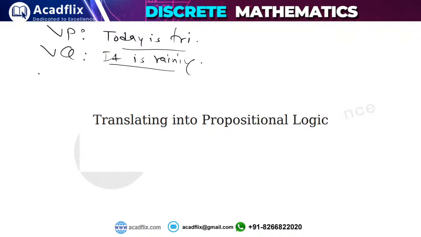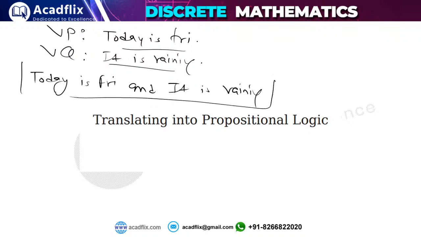Now let's assume I am writing an English statement, today is Friday and it is raining. For this statement, what will be the propositional logic formula? So this is what we want to see now. This is the proposition, today is Friday, which means P, because P is representing this proposition. And this Q is a propositional variable which is representing it is raining.